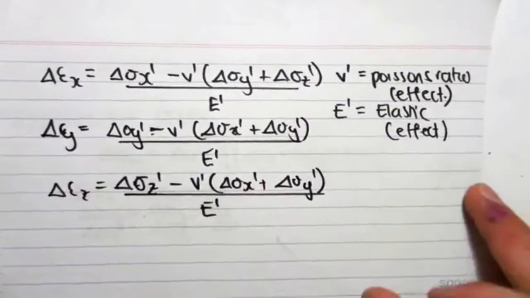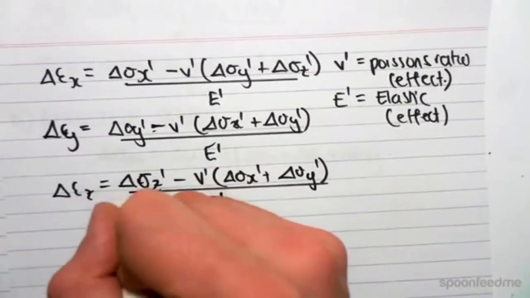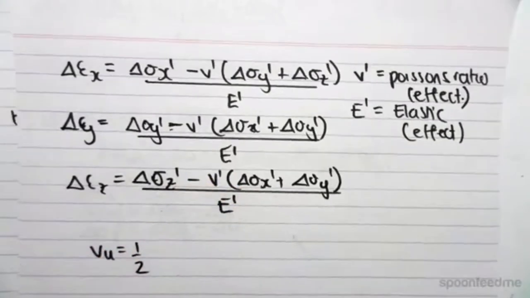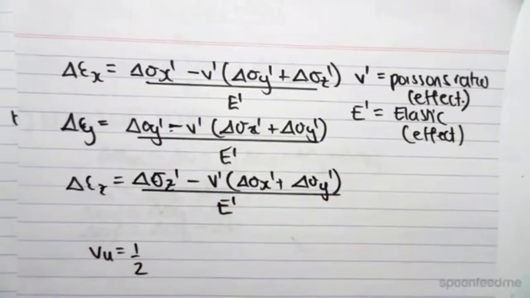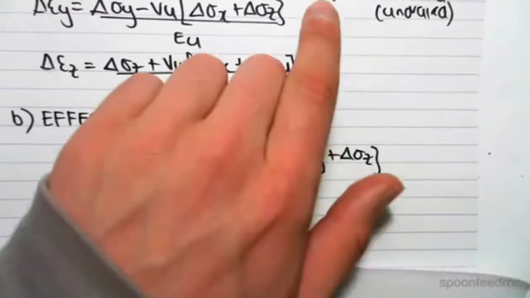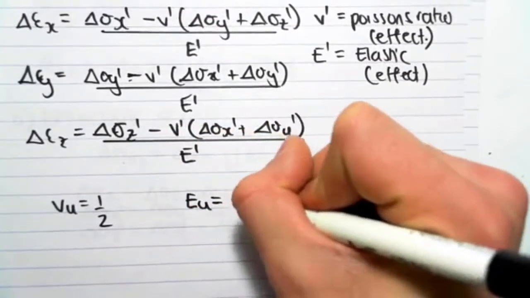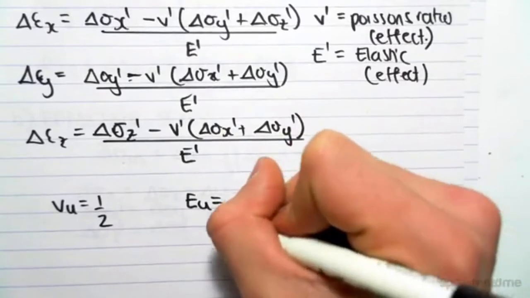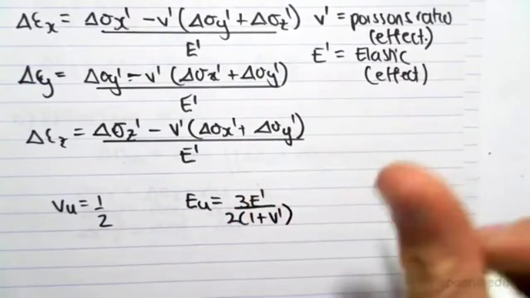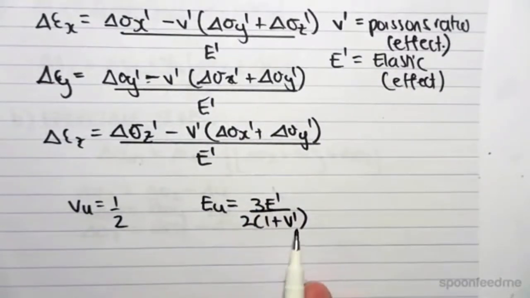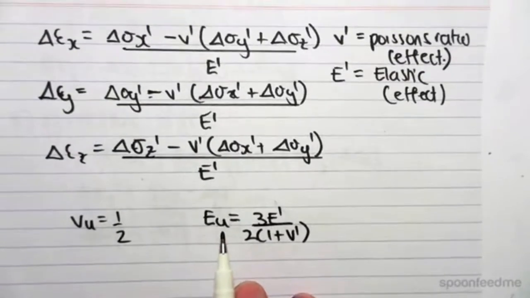The one last thing we need to do is define that VU will always equal a half, and we can connect E dash to EU through this formula: EU equals 3 outside of E dash on 2 outside of 1 plus V dash. So if we're given E dash and V dash, we could find EU, which means we could answer our question through both methods if we wanted to.